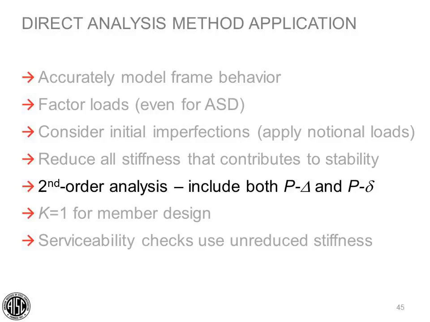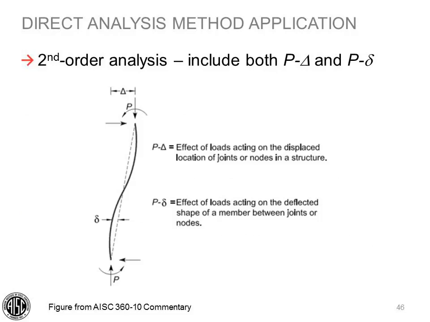Next step, perform a second order analysis that includes both P big delta and P little delta effects. Our second order analysis needs to capture both the P big delta effects and the P little delta effects. Remember, P big delta is the overall system effect, the effect of loads acting on the displaced location of the joints. And P little delta is the effect of axial loads acting on the deflected shapes of the individual members between joints.